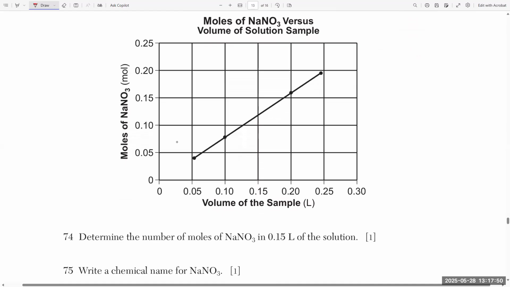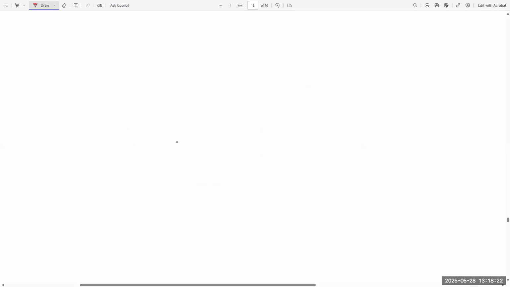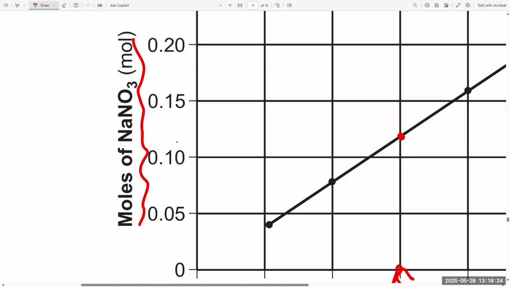Well, what are they asking you? Do you know how to read a graph? Dude, if you get this one wrong, you're literally telling the grader, I don't know how to read. Number of moles of sodium nitrate is right here, isn't it? Liters of solution is right here. So let's go. 0.15 is right here, isn't it? Go up. It's right here. Moving across, what do we get?